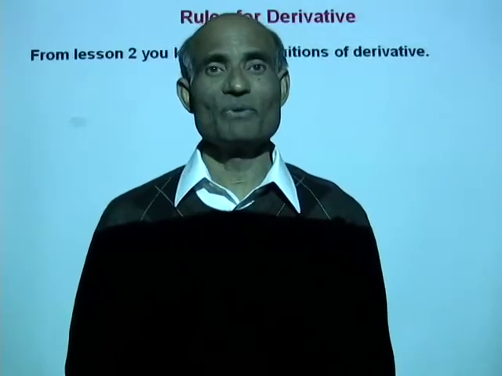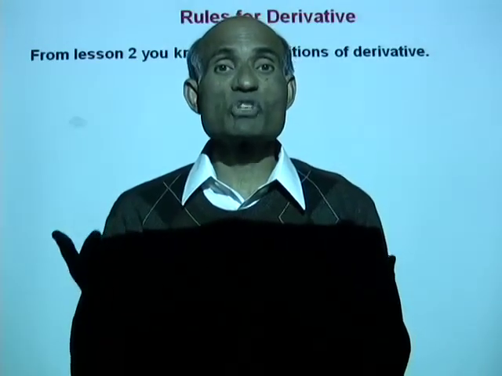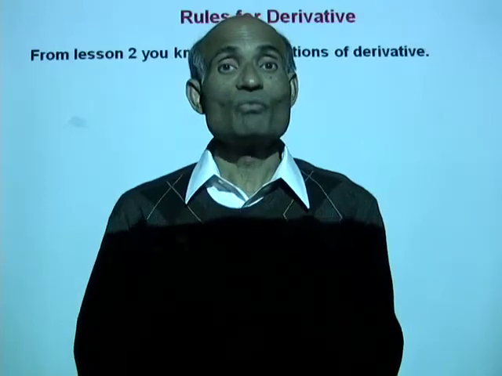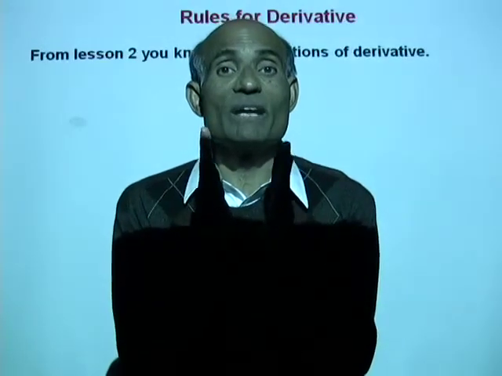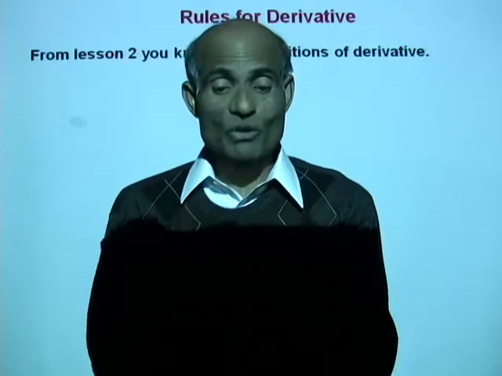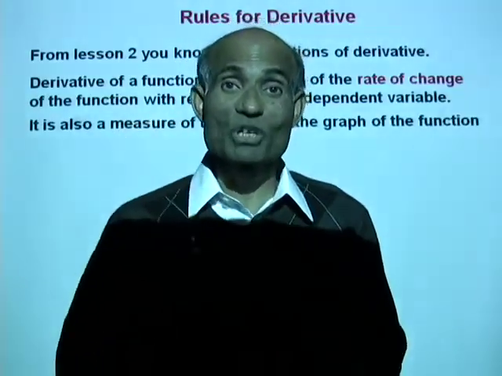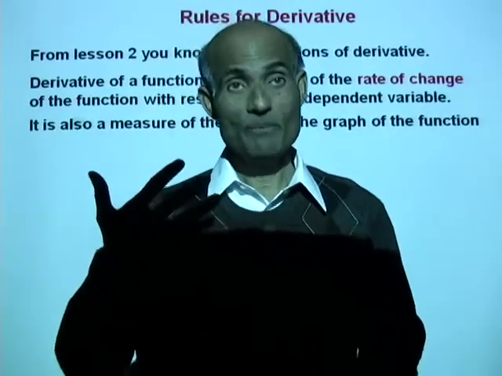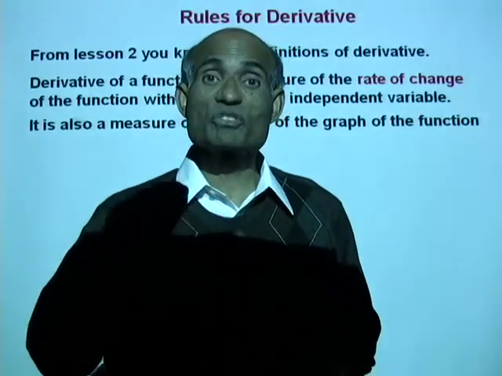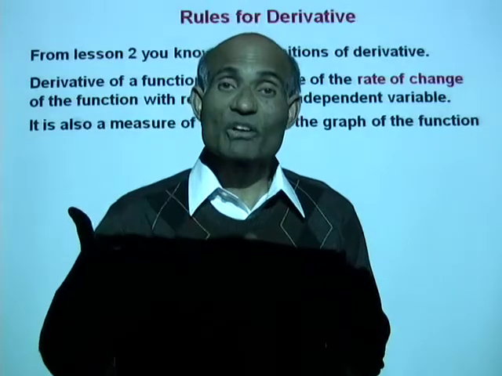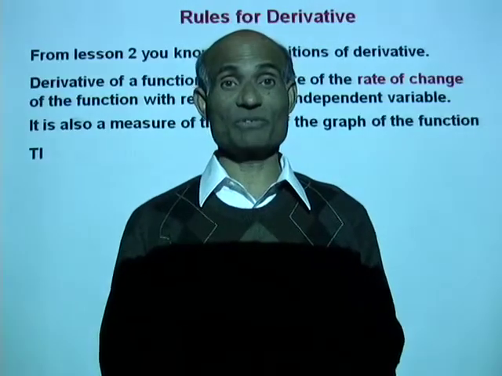In lesson 2, we defined the derivative of a function as the instantaneous rate of change at a given point, which we said is the limiting value of the average rate of change in an interval. It is also a measure of the slope of the tangent line drawn at that particular point. All these are definitions of the derivative of a function. And we used the definition of the derivative to calculate the derivative of a couple of functions. And I told you to remember those values.